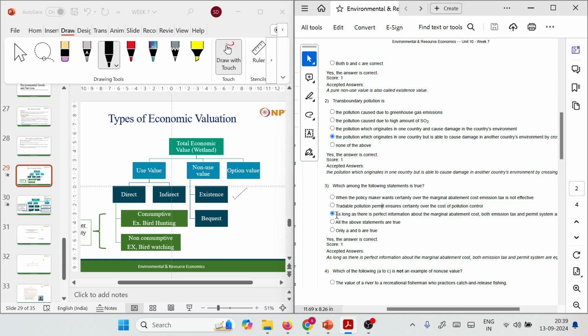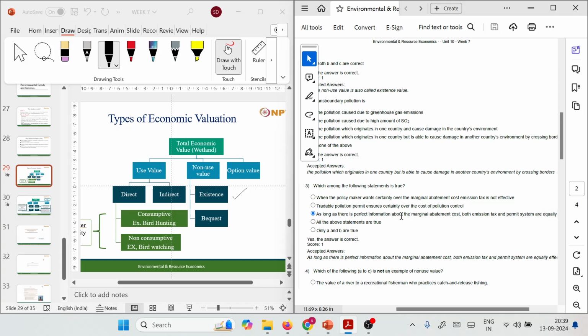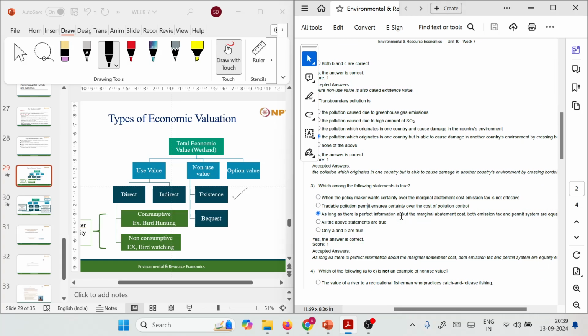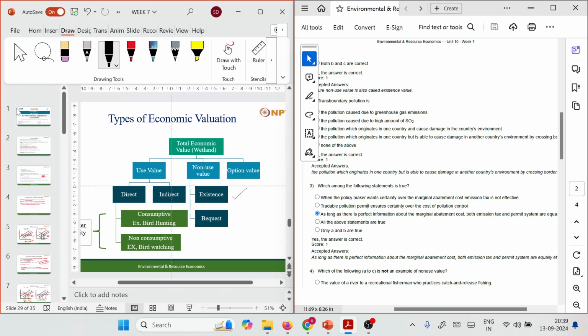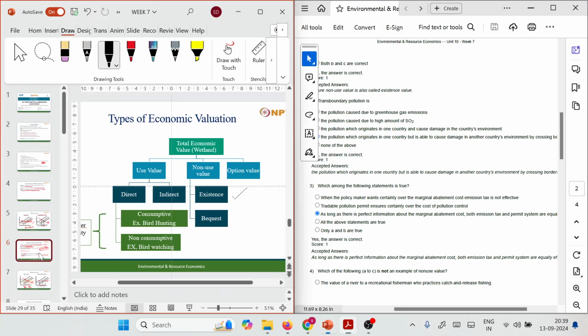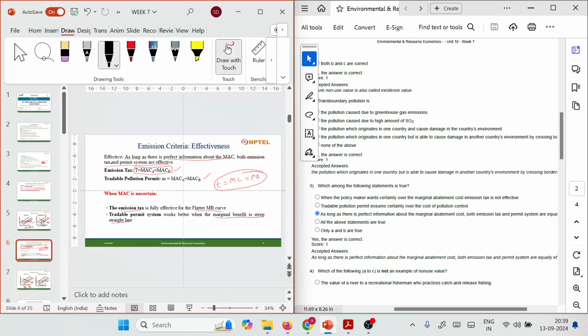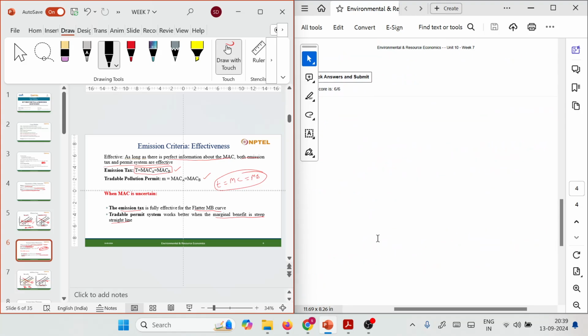Now option three: as long as there is perfect information about the marginal abatement cost, both emission tax as well as permit system are equally effective. We have seen in the lecture also that the effectiveness of both these systems holds when we know the value of marginal abatement cost, right? So as long as there is perfect information about MSC, both the market based instruments are effective. So for the third question, the third option is correct.